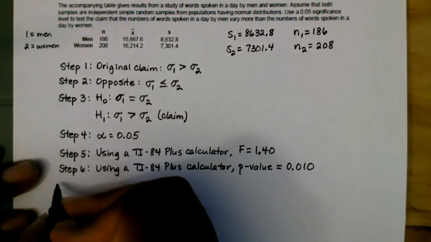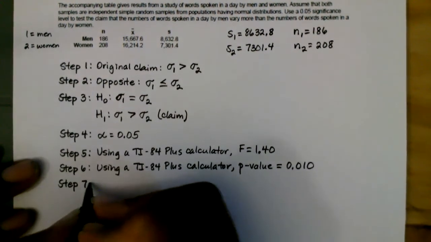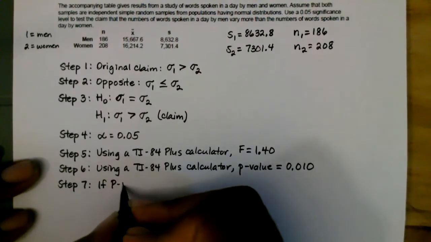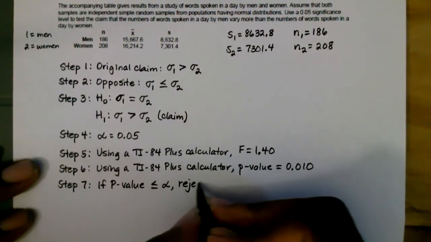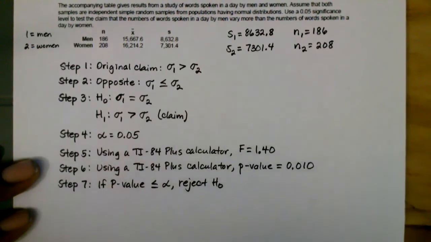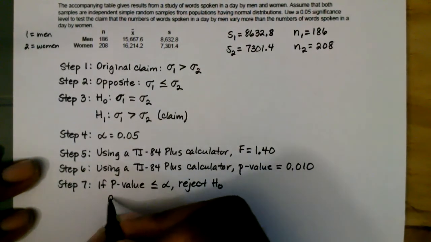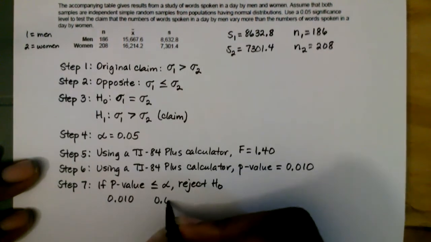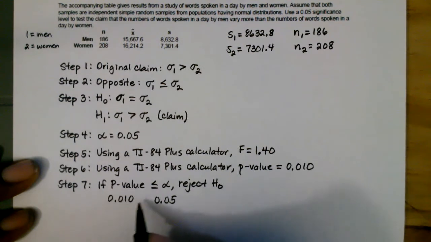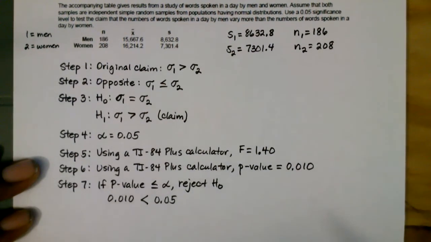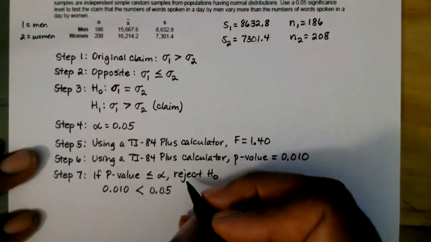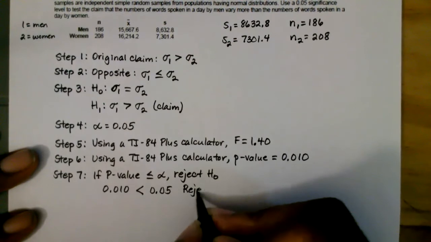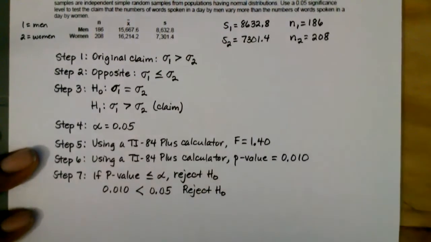And now step number 7 is the decision rule. That's this. If your p-value is less than or equal to alpha, you're going to reject the null hypothesis. So here the p-value was 0.010. Your alpha was 0.05. Well, 0.010 is less than 0.05. And it does satisfy the decision rule, so that means I need to reject the null hypothesis.